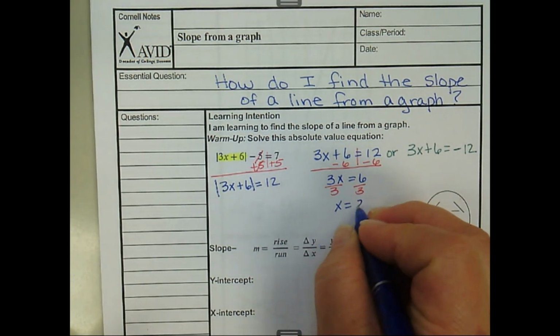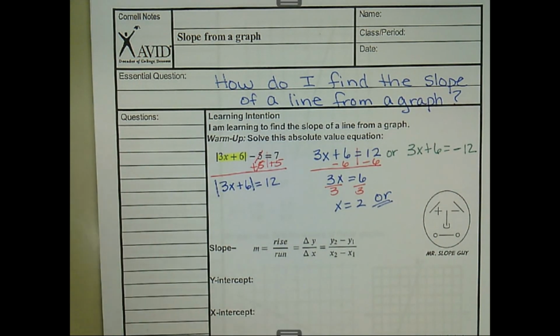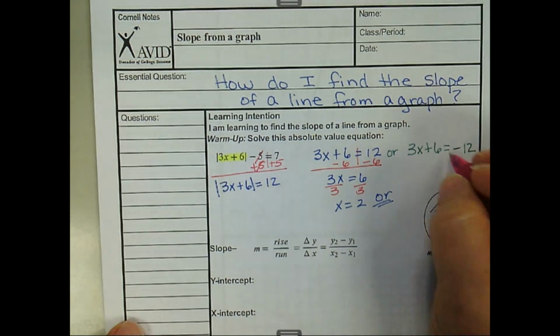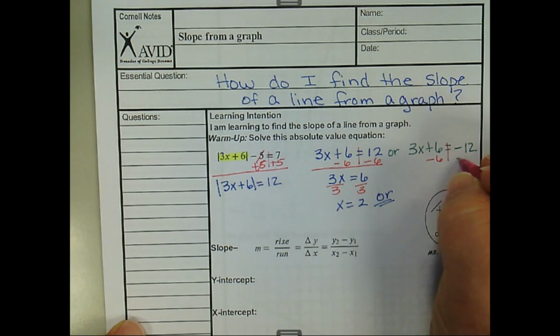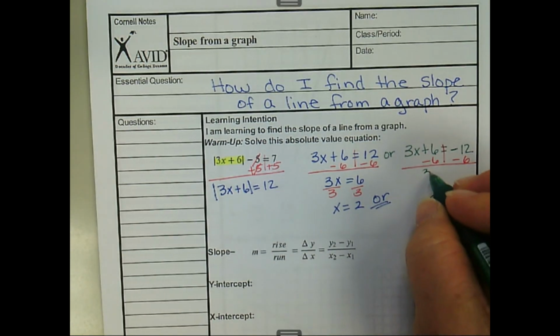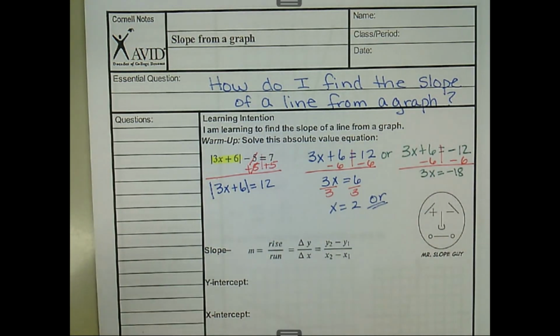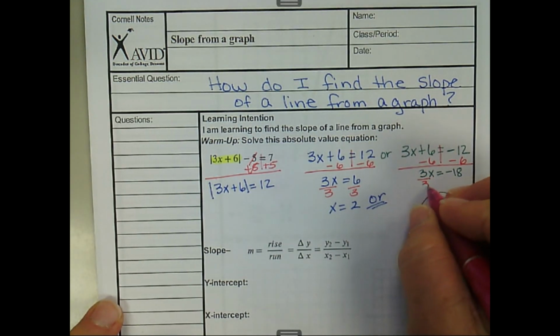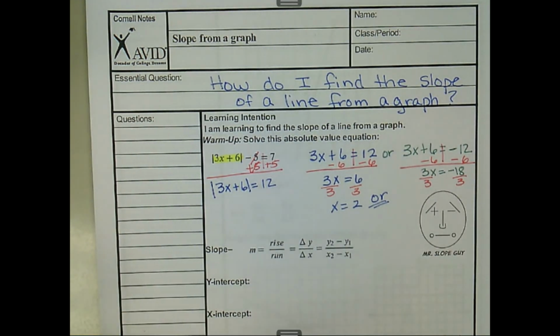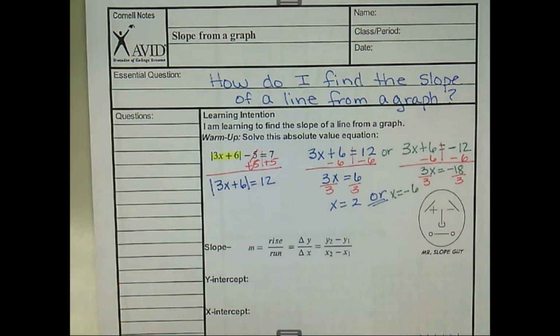x is equal to 2, or same thing again. Subtract 6 from both sides. 3x is equal to negative 18. Divide both sides by 3, and x is equal to negative 6. So the two answers are positive 2 or negative 6.